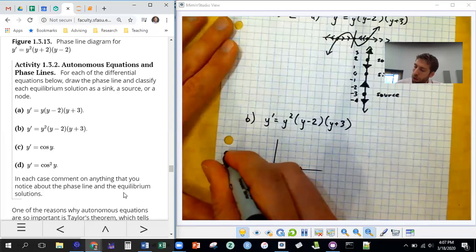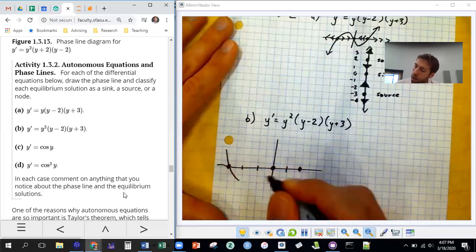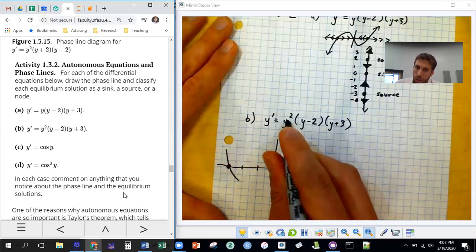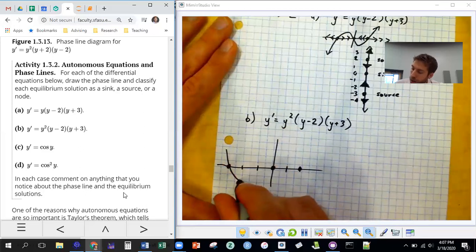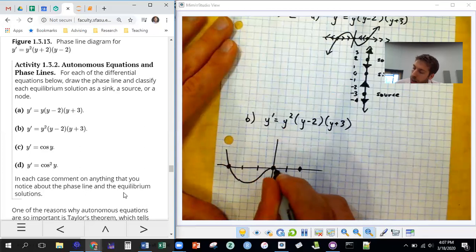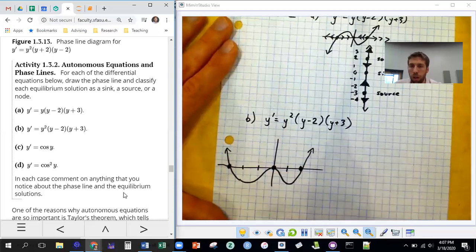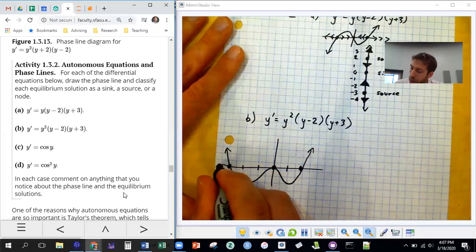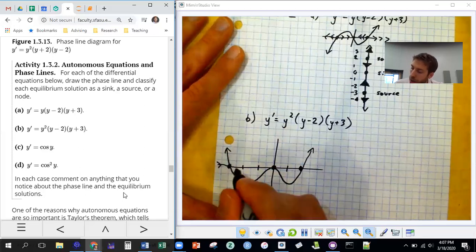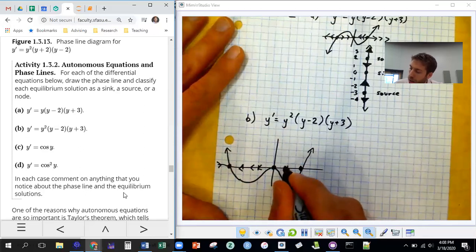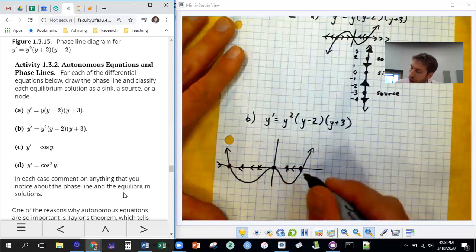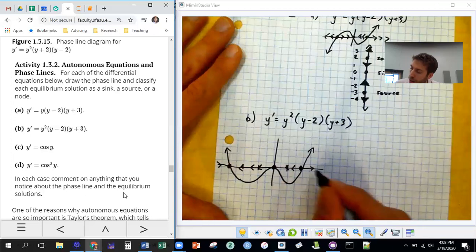So from here it goes down. And then, because it has degree 2, 0 there, it goes like that, just barely touches the line, and then goes there. Okay, so that means here it's positive. So here it's increasing, here it's decreasing, here it's decreasing, and here it's increasing.